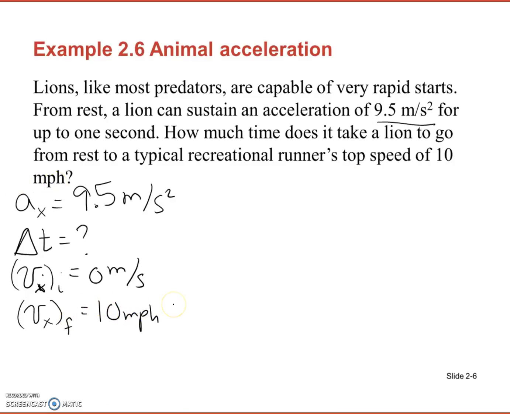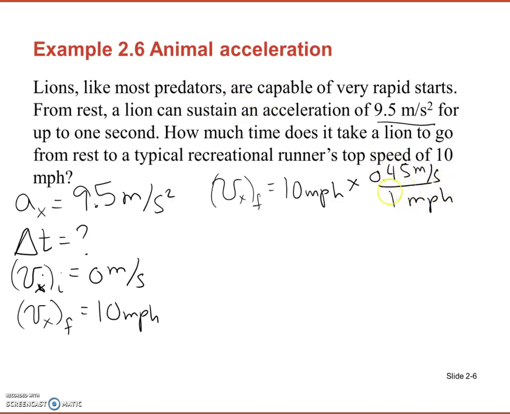Now I need to convert that into our SI units. So Vx final is equal to 10 miles per hour, and I can look up, or maybe I remember the conversion. There are 0.45 meters per second in 1 mile per hour. So 0.45 times 10 is 4.5. Miles per hour cancel, and I'm left with meters per second. Okay.